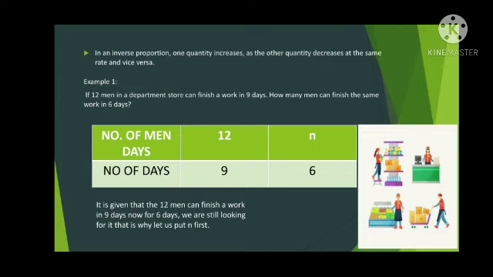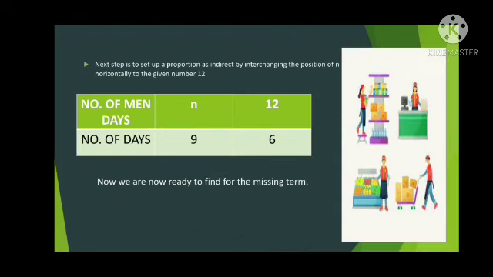So it is given that 12 men can finish a work in 9 days. Now for 6 days, we are still looking for it. That is why we put n first. We let n equal the number of men that can finish the work in just 6 days. The next step is to set up a proportion as indirect by interchanging the position of n horizontally.